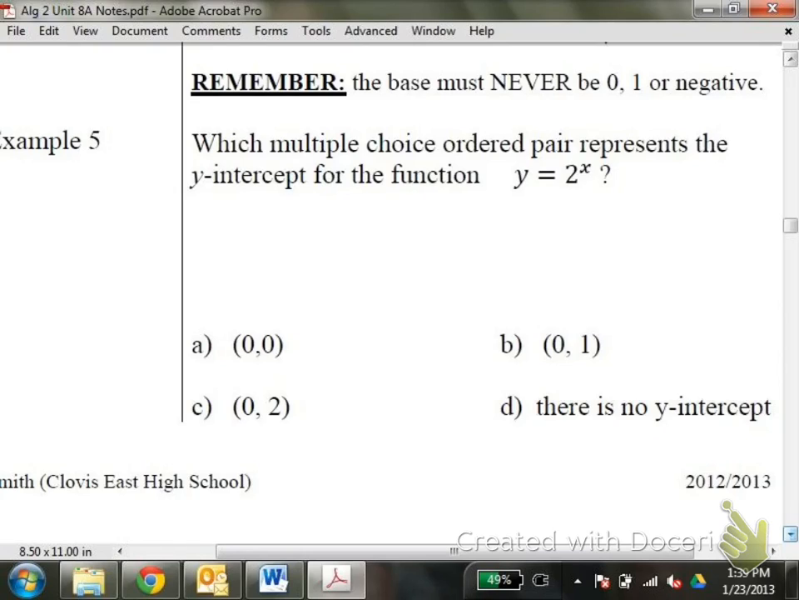Okay, so last example for this set. Which multiple choice ordered pair represents the y-intercept, that's the key word here, for the function y equals 2 to the x? And then they give you 4 points, (0, 0), (0, 1), (0, 2), or there is no y-intercept.